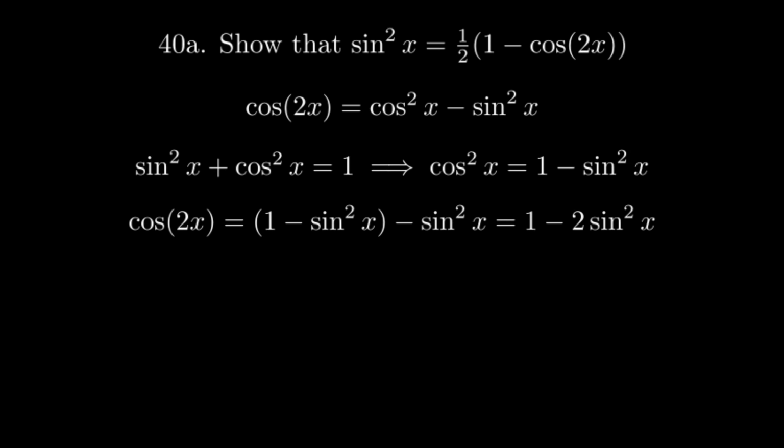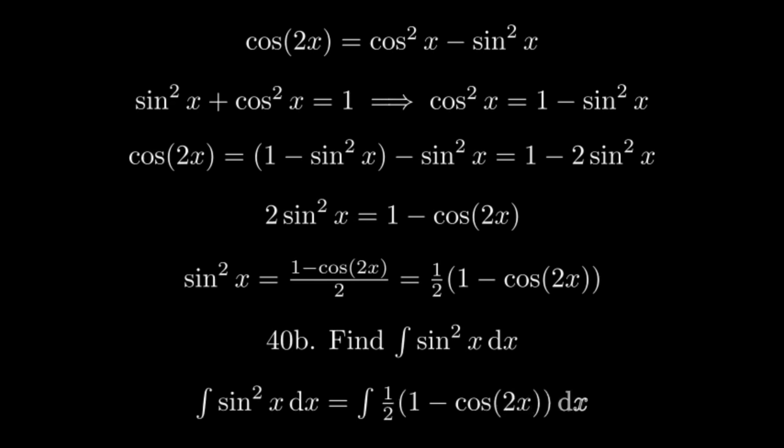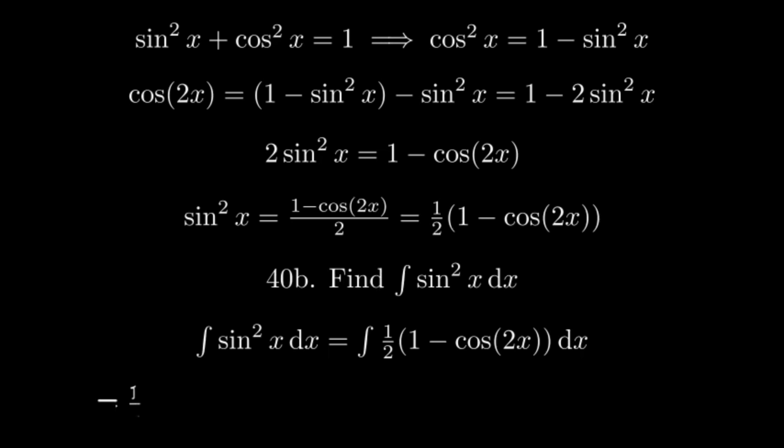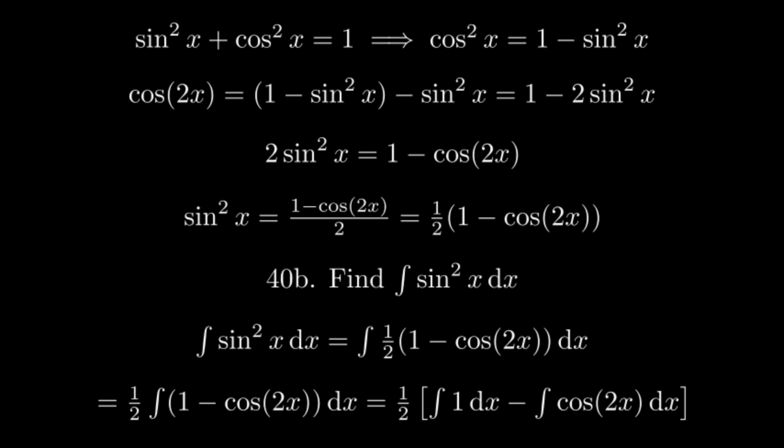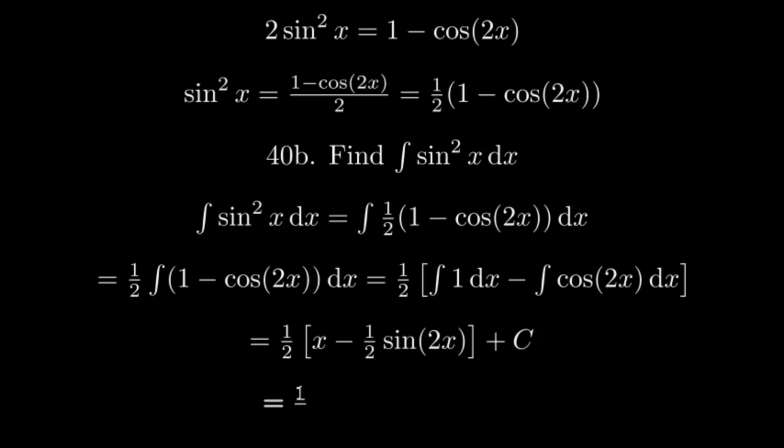Now, we rearrange this equation to solve for sine squared x. Finally, divide by 2, and that's the identity we wanted to show. Now for part B, we need to find the integral of sine squared x dx. Using the identity we just proved, we can rewrite the integral. We can take the constant 1/2 out and integrate term by term. The integral of 1 is x, and the integral of cos 2x is 1/2 sine 2x. So the integral of sine squared x is 1/2 x minus 1/4 sine of 2x plus c.